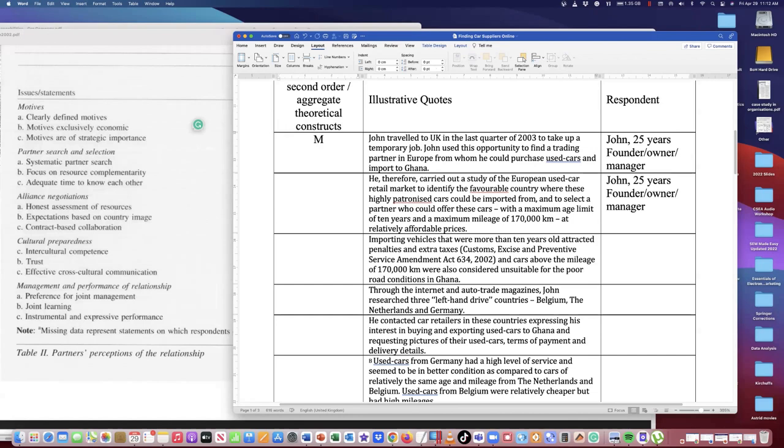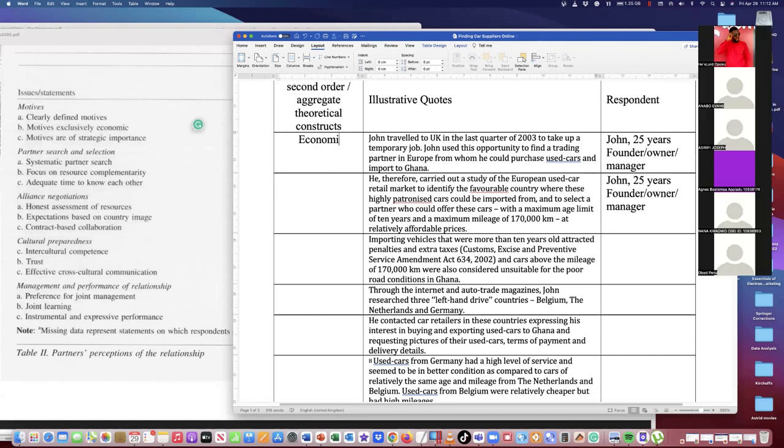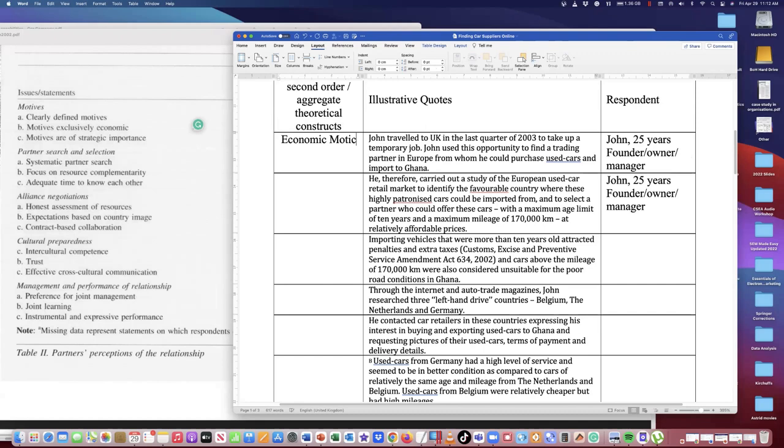Exclusively economic. Okay, so let's call it economic motives. Is that not it? Good. Yes, please. Then the second sentence. What can we see? We are doing multiple coding here. Opportunity to find. Opportunity to search. You have to find the opportunity.